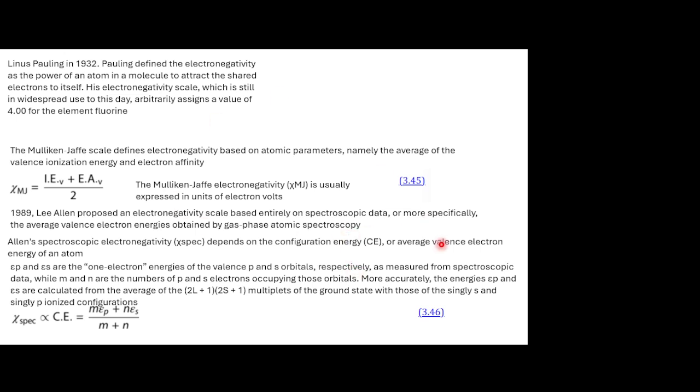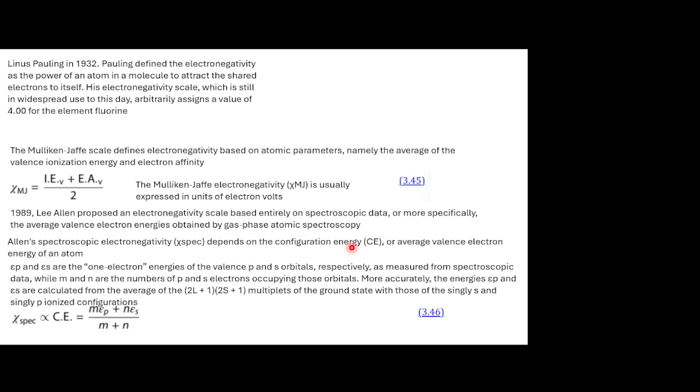And so, more specifically, that's going to be the average valence electron energies obtained by gas phase atomic spectroscopy. Anybody ever heard of gas phase atomic spectroscopy? No? Okay. Gas phase atomic spectroscopy usually involves taking an open flame and then you just spray your compound in it and you look at the spectrum of light given off by burning it. Okay? It's a very quick test.